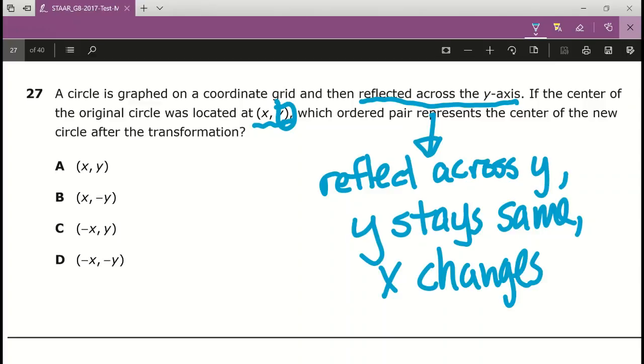So let's go down our answer choices. Choice A, x stays the same and y stays the same, so it's not choice A. Here, x stays the same, but y changes, so we don't want that. Alright, here, x changes sign and y stays the same. So choice C is our correct one. For choice D, we notice that x and y are both changing signs, so that's something we don't want. Remember, we just want y to stay the same and for x to change. So our answer choice is C.